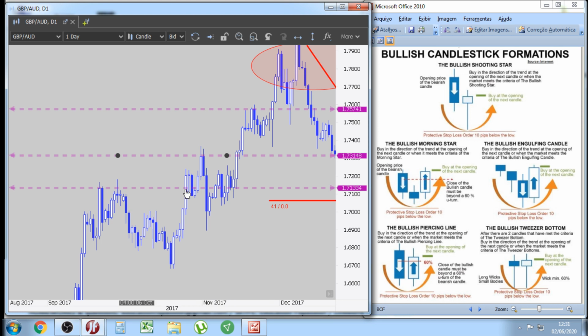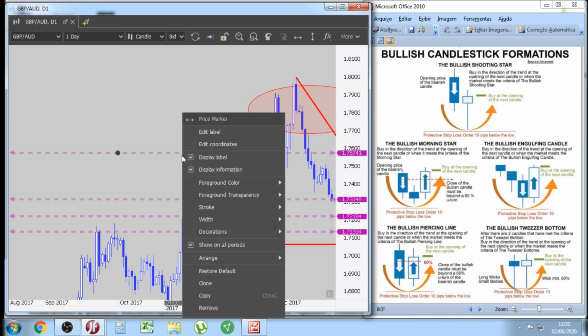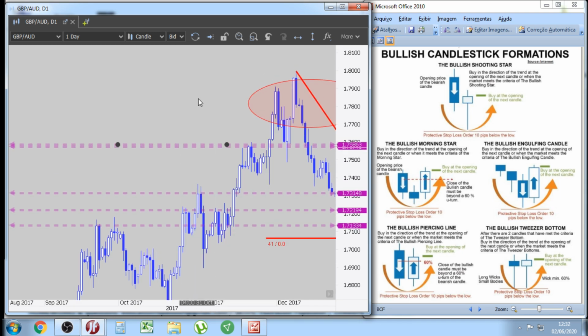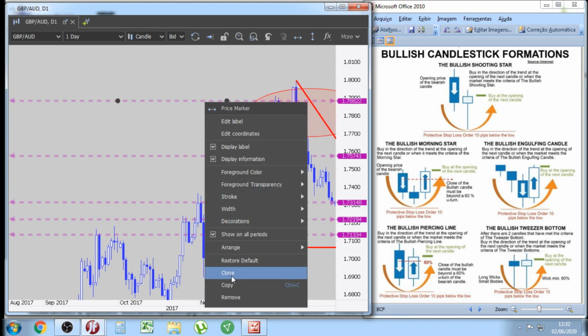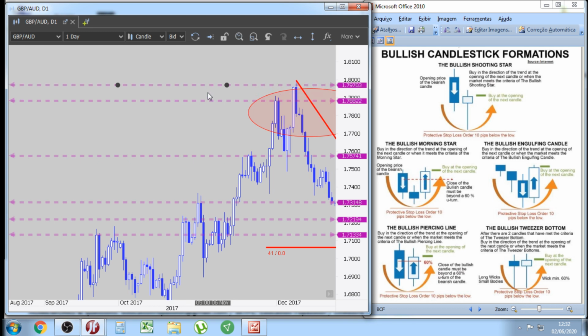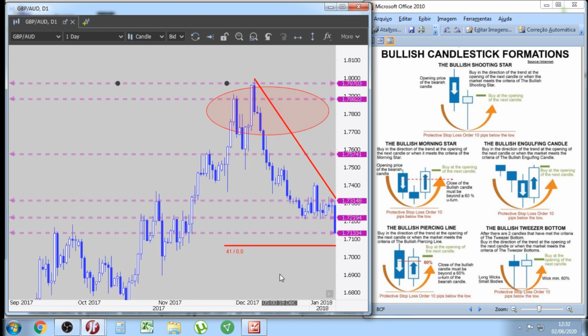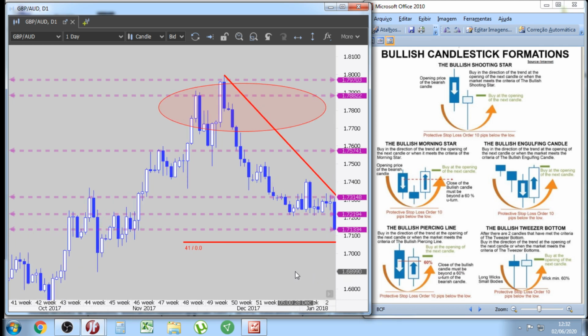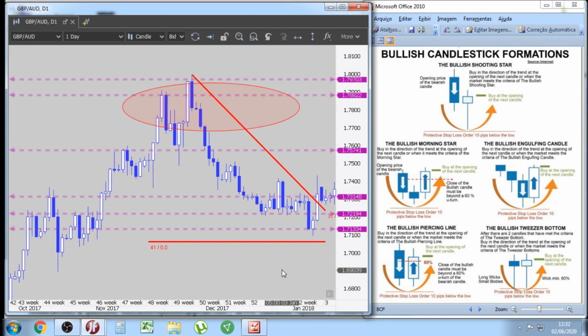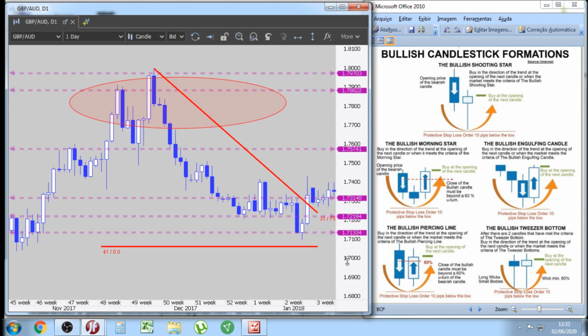So past support, past support, past support, past support, past support up in here, and clone, past support up in here. Okay, counter trend line. Okay, there you go. Daily chart, right?